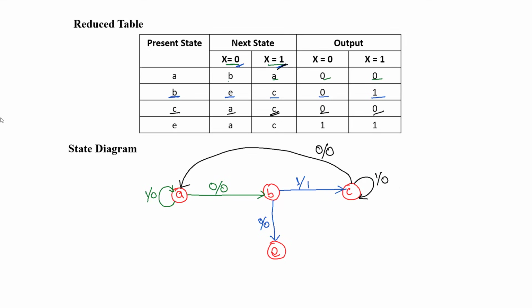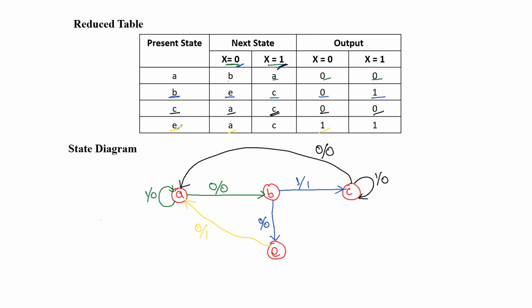Now we are left with one more row here. In this case, we are now at E. At E, when input is 0, we are going to move to A. So from E, we need to connect to A with the help of a straight line. It will look better. Input is 0, corresponding output is 1. So we'll write 0 in the numerator and 1 in the denominator.